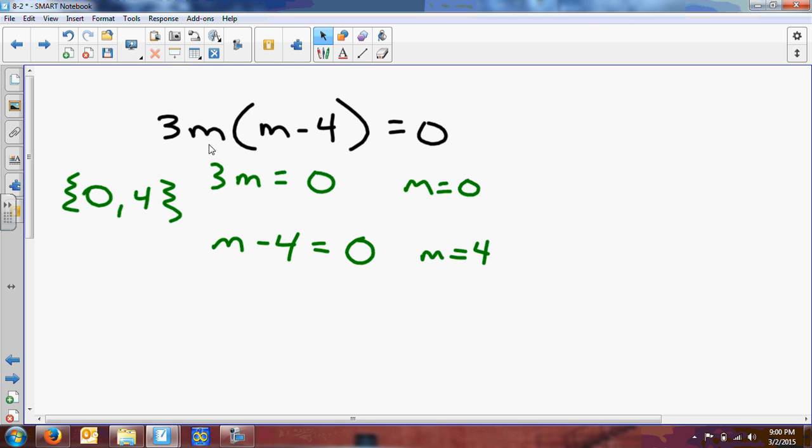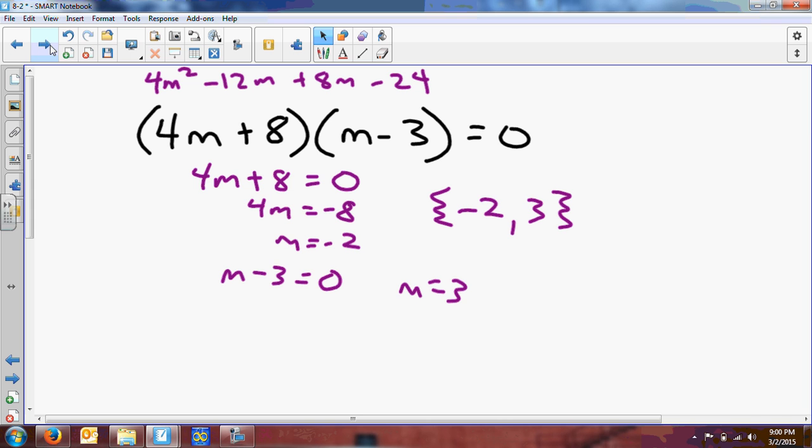Okay. Parentheses means this is already factored, so I'm ready to set up my two equations. 3m equals 0 and m minus 4 equals 0. Well, 3m equals 0. Divide both sides by 3. M is 0. That's easy. M minus 4 is 0. What minus 4 gives me 0? The only answer is 4. So 0 and 4, my two squiggly lines there.